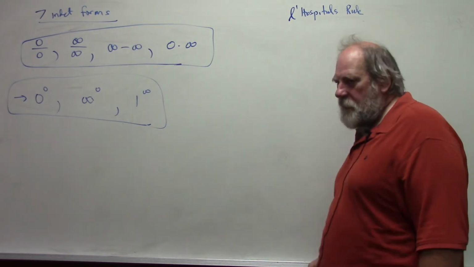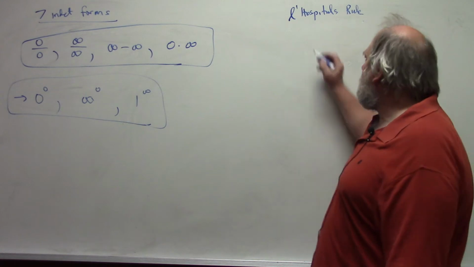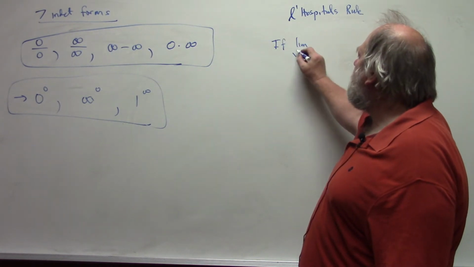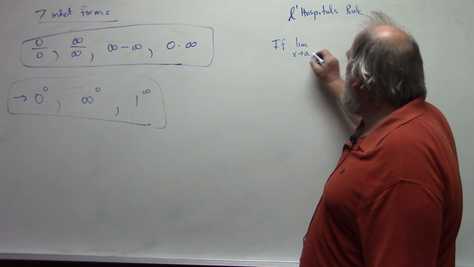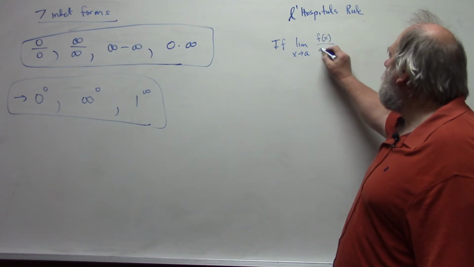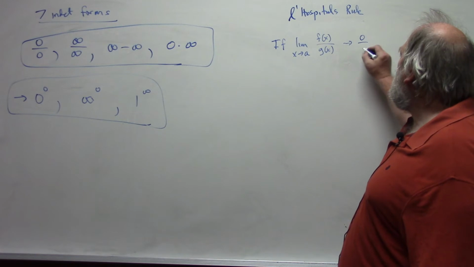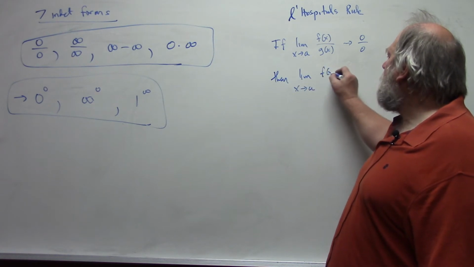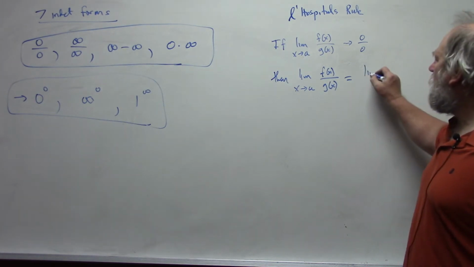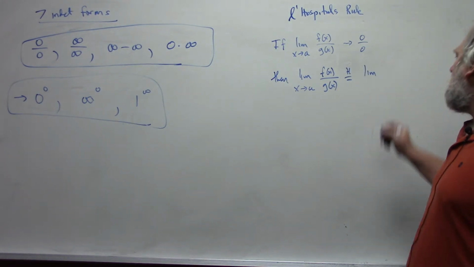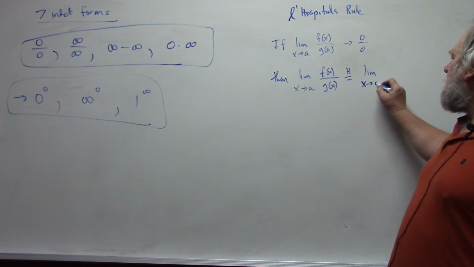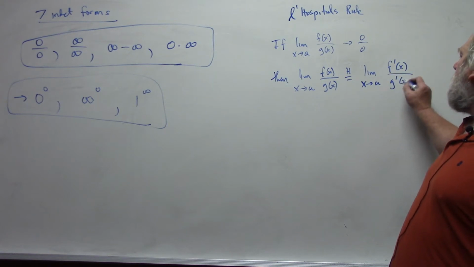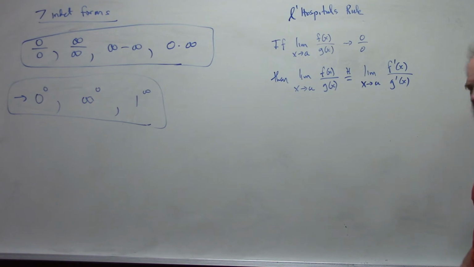I usually say L'Hopital, Monsieur L'Hopital. L'Hopital's rule says that if the limit as x approaches a of f of x divided by g of x approaches 0 over 0, then the limit as x approaches a of f of x over g of x is equal to, by L'Hopital's rule, which I'm going to write to illustrate that we're using L'Hopital, the limit as x approaches a of f prime of x over g prime of x. Notice we do not use the quotient rule. This is one time when it's okay to do this, probably the only time, and we can take the derivative and end up with the same result.